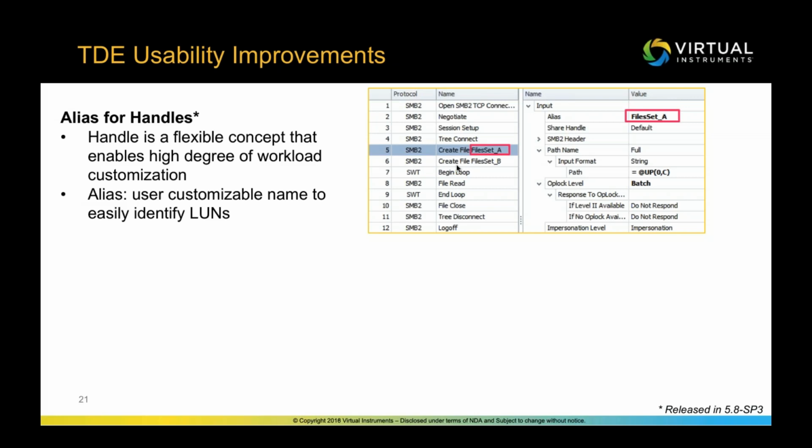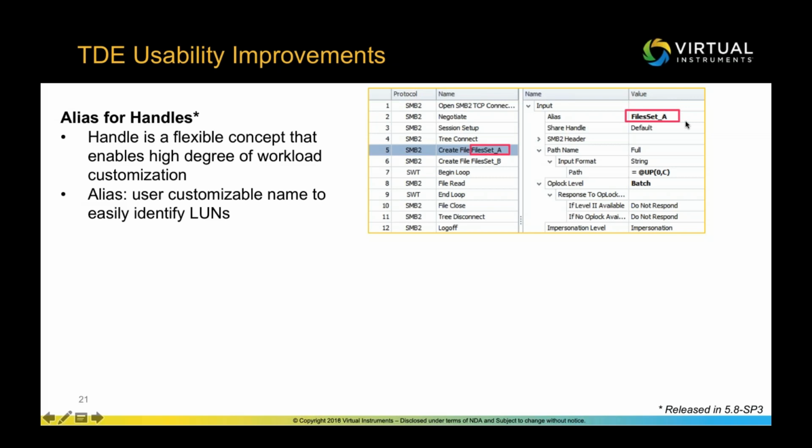Right, and that applies to iSCSI and Fiber Channel as well. If you're doing the read capacity multiple times across different sets of LUNs, well, it became difficult to keep track of which read capacity was for which sets of LUNs. So we added an alias capability.